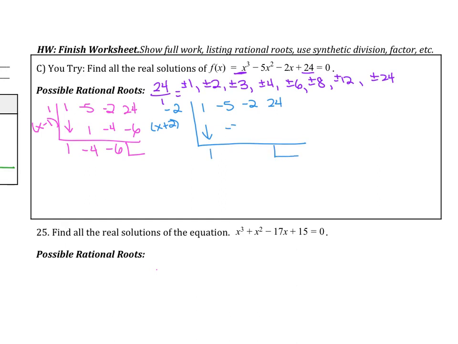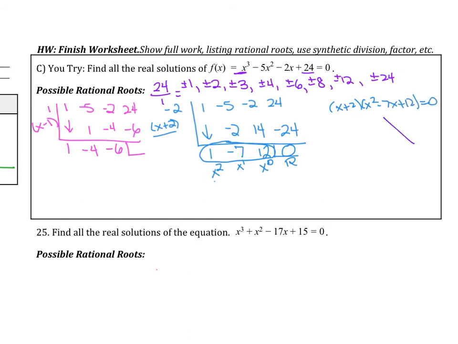So negative 2 times 1 is negative 2. Negative 5 minus 2 is negative 7. Negative 7 times negative 2 is positive 14. 14 minus 2 is 12. 12 times negative 2 is negative 24, and that goes in perfectly. So that does give me a remainder of 0. This is x to the 0, x to the first, and x squared. So let's write our factor of x plus 2, and write our result from the synthetic division. So that is x plus 2 times x squared minus 7x plus 12 equals 0.